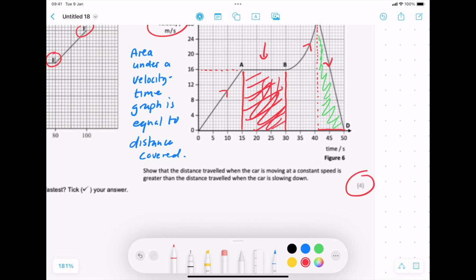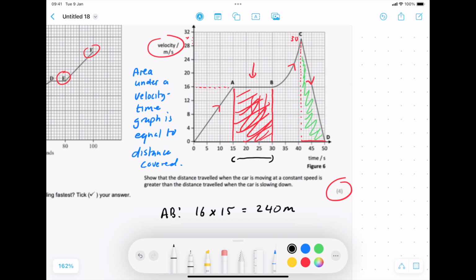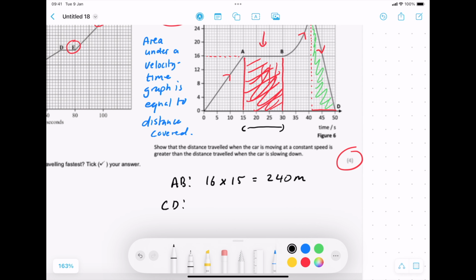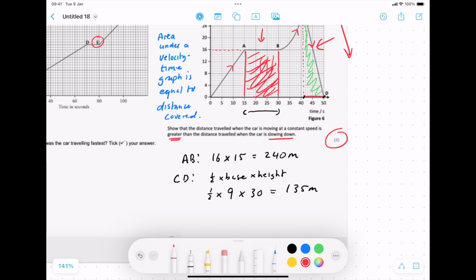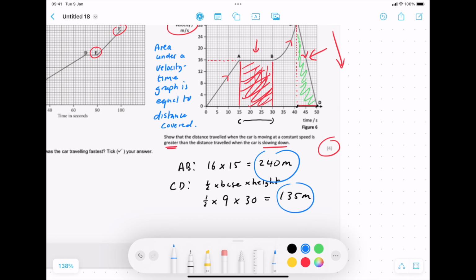So let's go ahead and work it out. Then between C and D, the area of a triangle is half times the base times the height, and therefore we have shown that this number is less than this number. So therefore the distance covered slowing down is less than at constant speed.